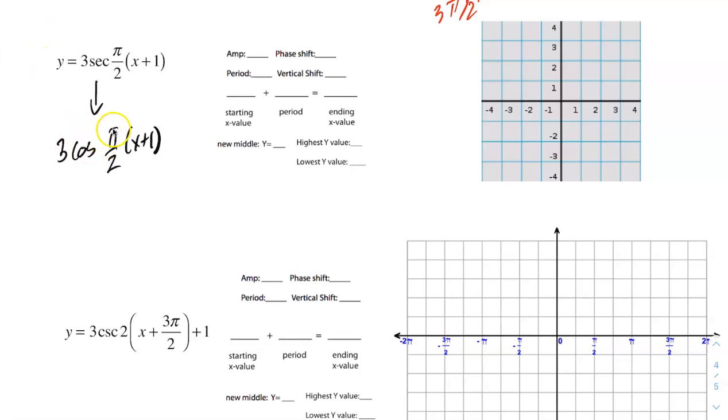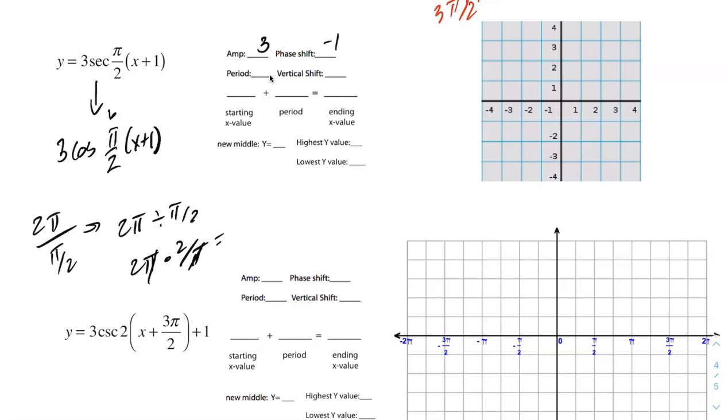So 3 cosine of pi over 2 x plus 1. So my amp is 3. My phase shift is -1. It's the opposite, -1. My period is 2 pi over pi over 2, so 2 pi divided by pi over 2, also known as 2 pi times the reciprocal. So these cancel, I just get 4. That's fun. In my vertical shift, I don't see a number, so 0, right? There's nothing out here or in front, so 0. Our starting value is -1. Our period is 4, so we end at 3.